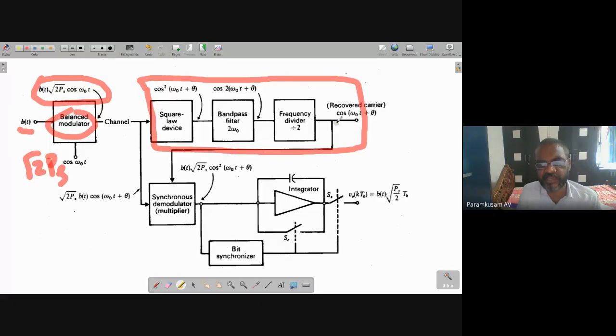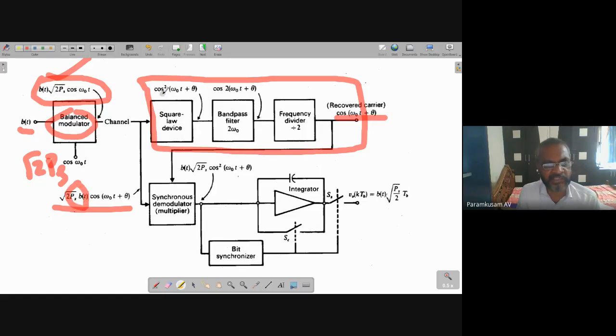These three sections are used to extract the carrier signal cos omega naught t plus theta. So when it is coming from the transmitter, the transmitted signal is b of t into root 2 ps cos omega naught t. When it comes to the receiver, there is a phase shift, indicated by theta: root 2 ps b of t cos omega naught t plus theta. From this, we use a square law device. Here we just neglect the amplitudes.